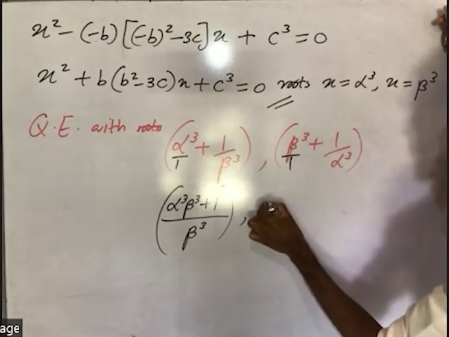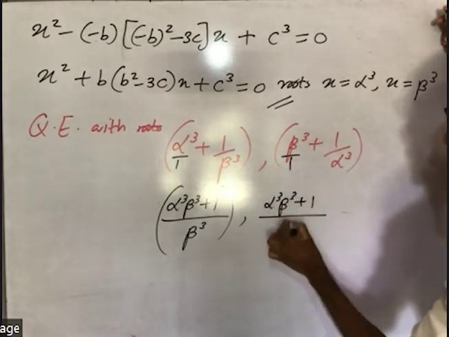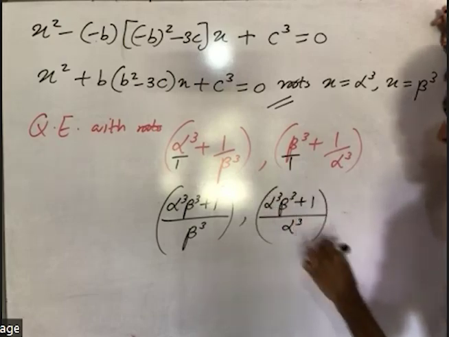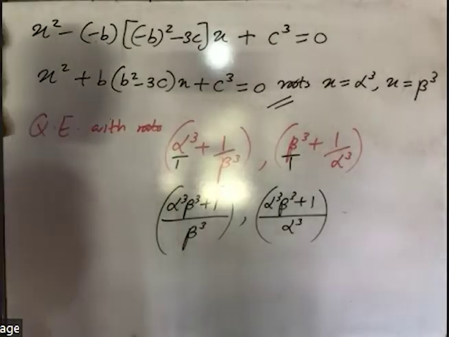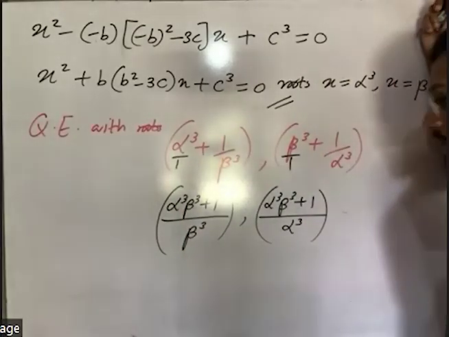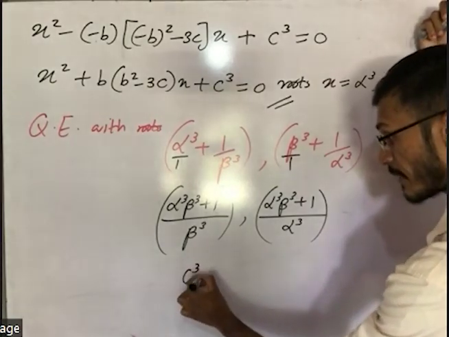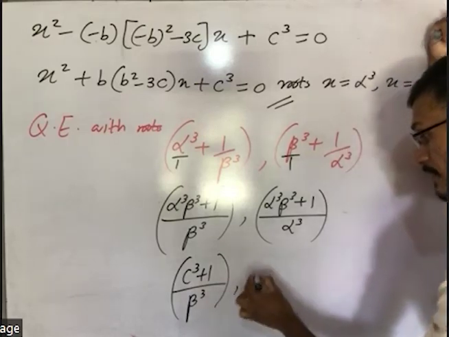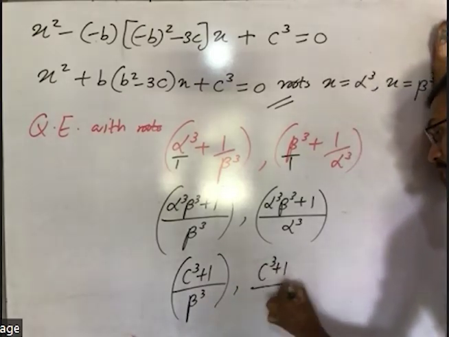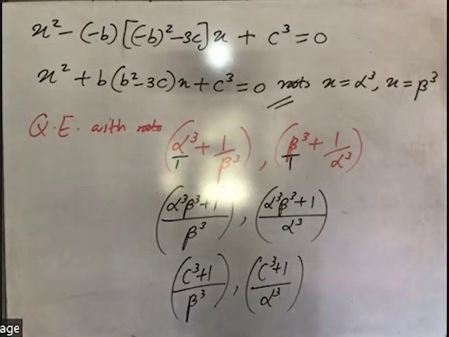Here also we get alpha to the power 3 beta to the power 3 plus 1 over alpha to the power 3. Now here we know that alpha beta is equal to c. Therefore, we can write this as c to the power 3 plus 1 over beta to the power 3, and the second root c to the power 3 plus 1 over alpha to the power 3. These are the two roots.